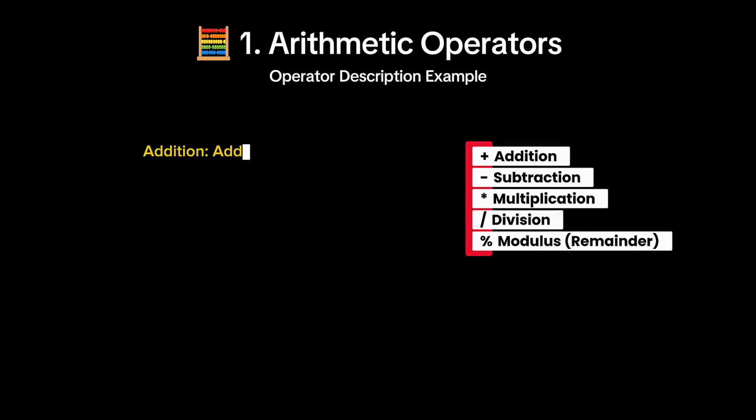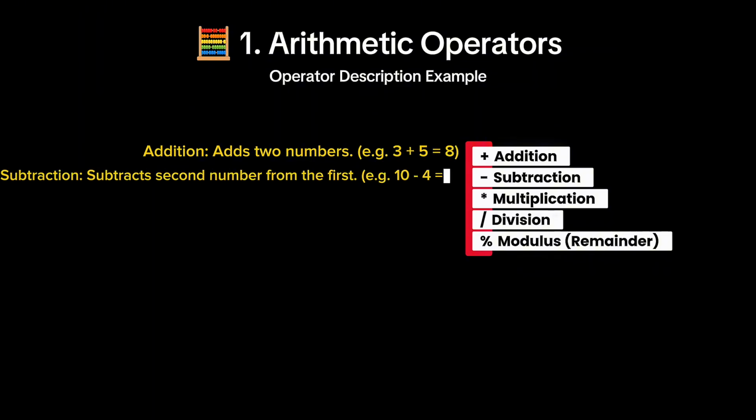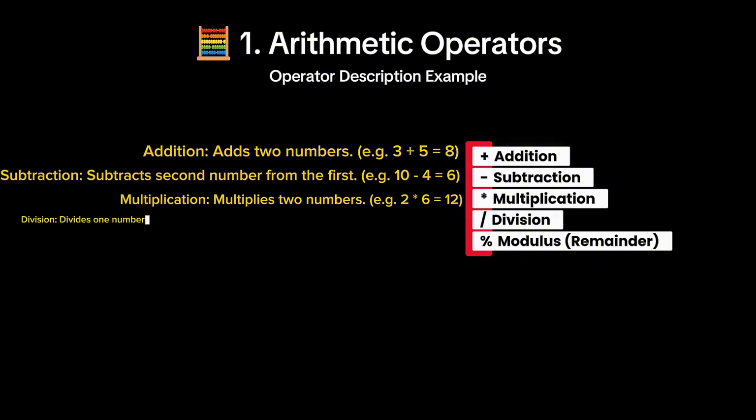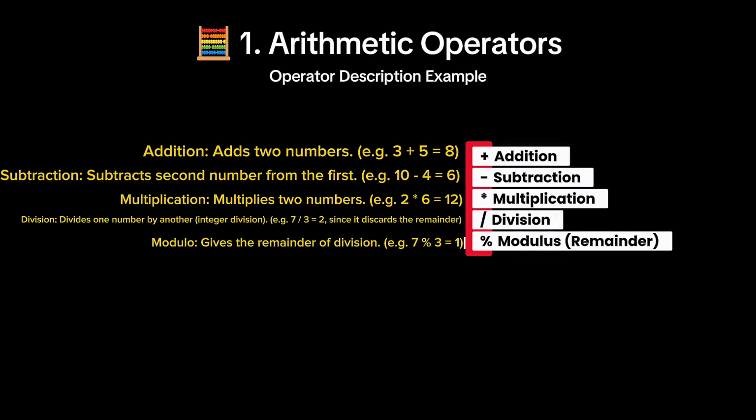Addition adds two numbers. For example, 3 plus 5 is equal to 8. Subtraction subtracts the second number from the first. For example, 10 minus 4 is equal to 6. Multiplication multiplies two numbers. For example, 2 multiplied by 6 is equal to 12. Division divides one number by another using integer division. For example, 7 divided by 3 is equal to 2, since it discards the remainder. Modulo returns the remainder after division. For example, 7 modulo 3 is equal to 1.